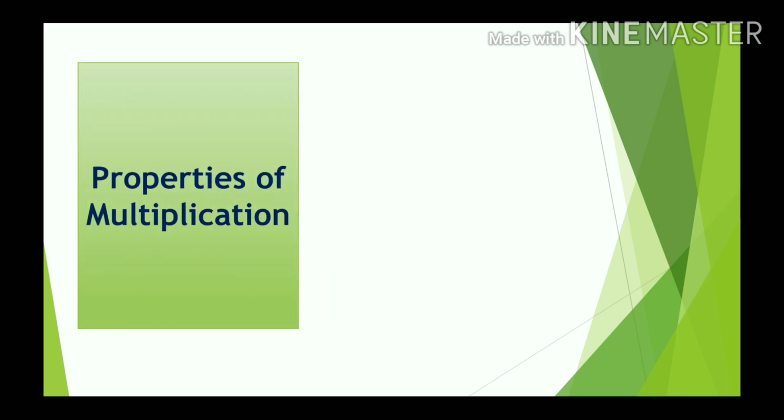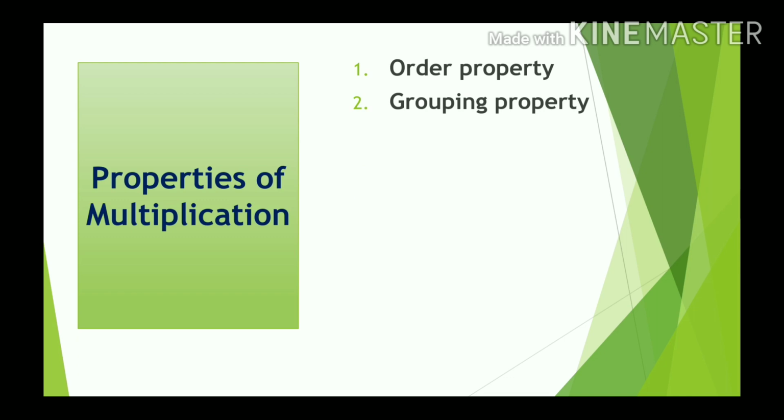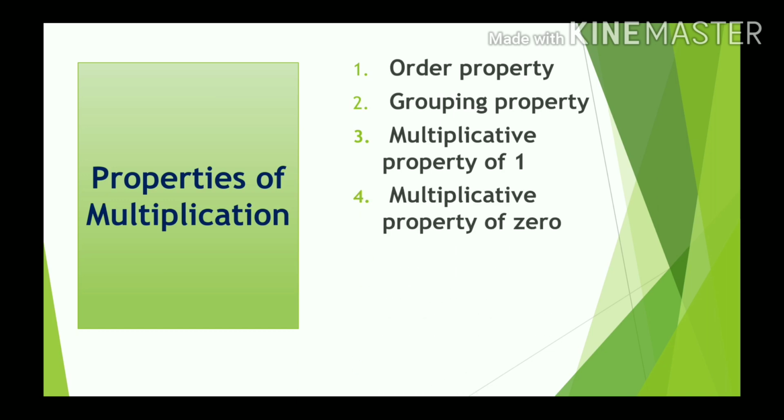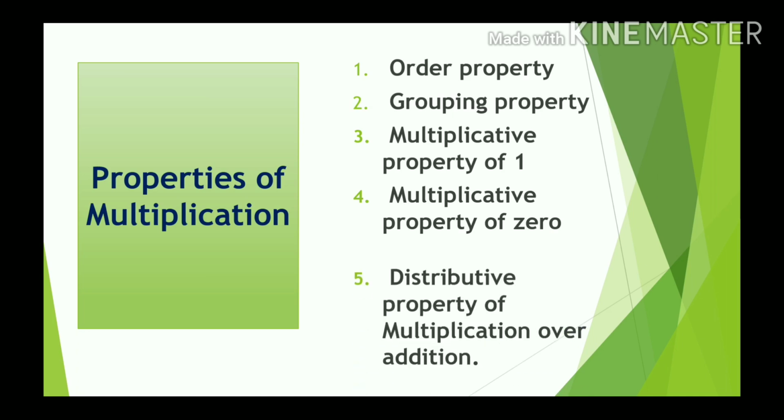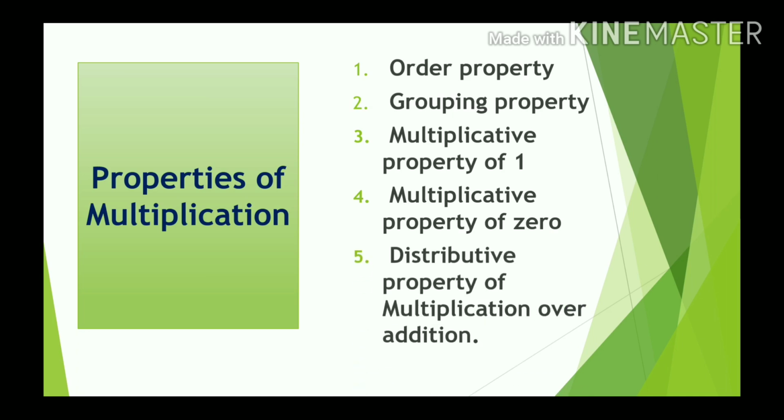Now what are the properties of multiplication? There are 5 properties of multiplication which we are going to discuss. First property is order property. Second property is grouping property. Third property is multiplicative property of 1. Fourth property is multiplicative property of 0. And the fifth and last property is distributive property of multiplication over addition.